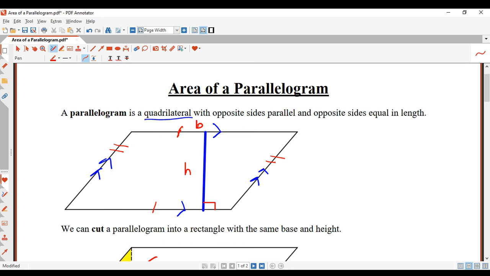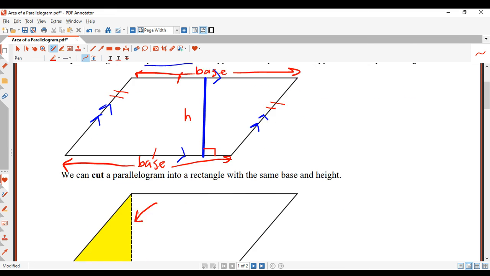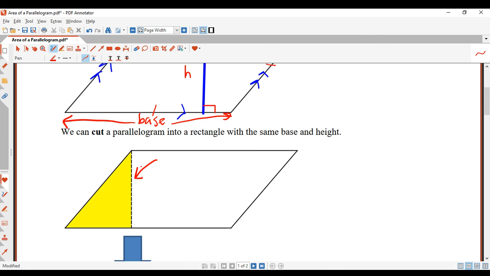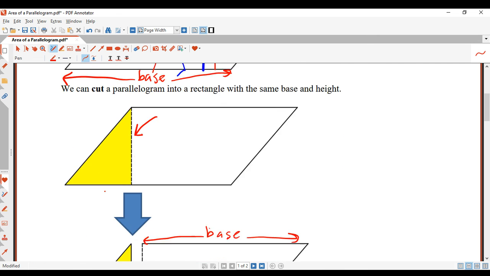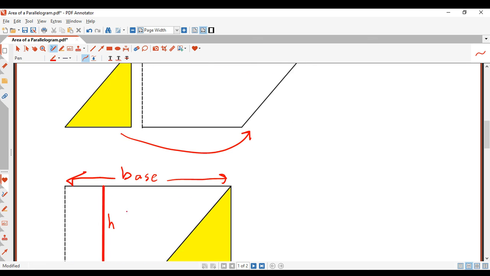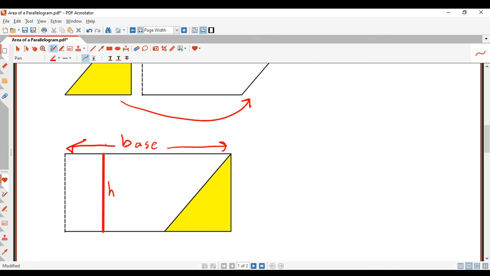Here's the height of our starting parallelogram, and here is the base. You might be thinking the base should be on the bottom. Well, it can be, because opposite sides are equal in a parallelogram. This is also the same length. So from a parallelogram, we can cut a corner off and slide that corner across to form a rectangle. And that rectangle has the same base and height as the parallelogram.